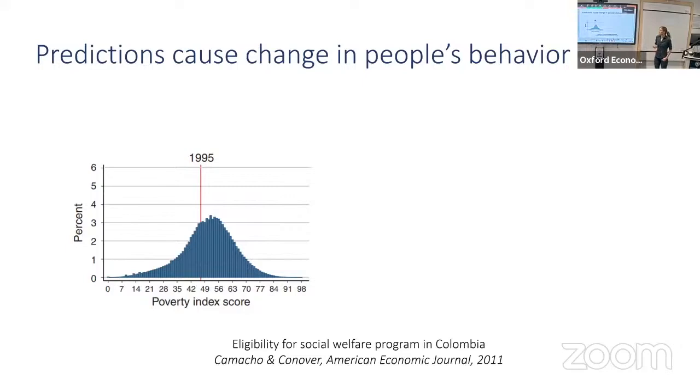This is a very different example, from a social welfare program in Colombia. It's a very interesting paper by Camacho and Conover, where they plot the distribution of a poverty index score in the population. It's about 80 million individuals in Colombia, and they designed this poverty index to identify the people most in need of support. This is how the distribution initially looked in 1995 when they designed this score. This is what happens when the score was used as a targeting instrument.